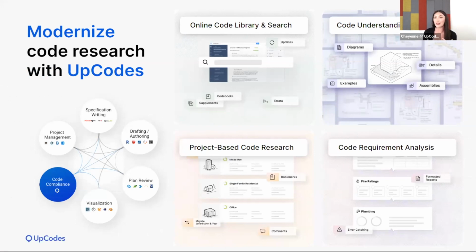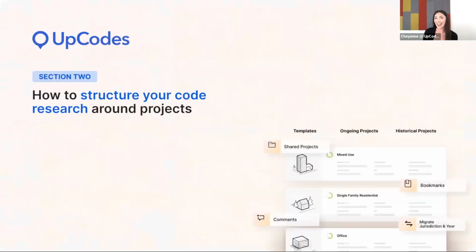Our platform includes online code library and search, tools to better understand and get familiar with the code, tools for collaboration and compliance management, and finally, a way to automate your code requirement analysis. And that's a quick overview of UpCodes. And now let me hand over things to Nanad, who will walk you through how to structure your code research around projects.